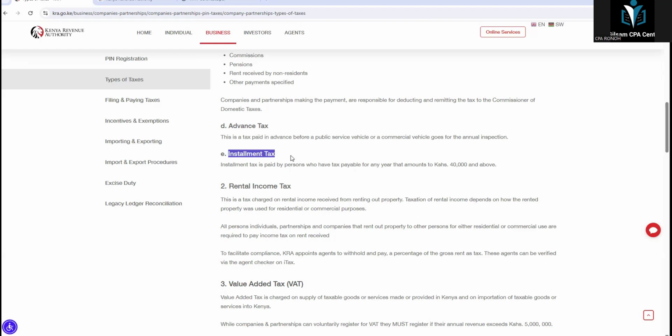So you have to check the accounting period of the company. If the company is ending in December, then you'll have to check to separate the 4th, 6th, 9th, and 12th month. So you'll have to be paying that installment in that period. And then this installment also has been categorized: if you are paying 40,000, then you'll have to pay 25%.